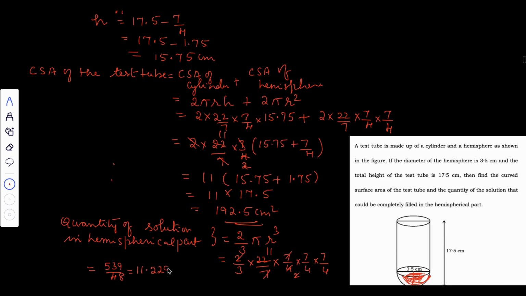So we will get here 11.229 centimeter cube, and according to NCERT, every answer must be correct to 2 decimal places. So 11.23 centimeter cube, and this is the volume of the solution that we can fill in the hemispherical part. We are going to the second sum now.